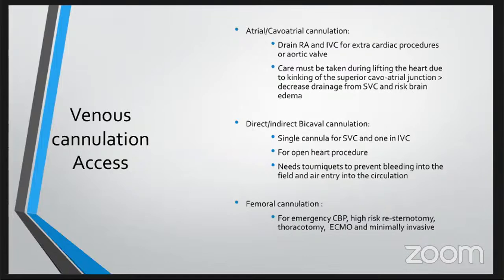For direct and indirect bicaval cannulation, there is a single cannula for the SVC and one in the IVC, usually for open heart procedures. We will need to use a tourniquet or snares to prevent bleeding in the field and air entry into the circuit. Femoral cannulation is usually used for emergency cardiopulmonary bypass, for high risk redo sternotomy, and for ECMO and minimally invasive cannulation.